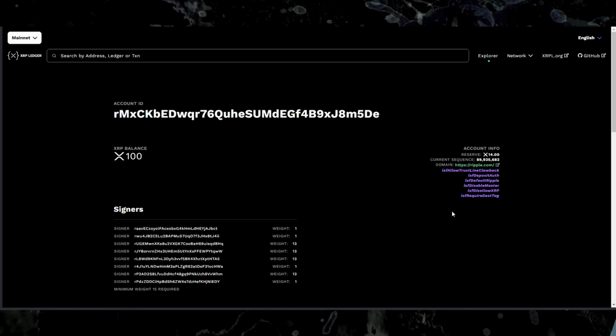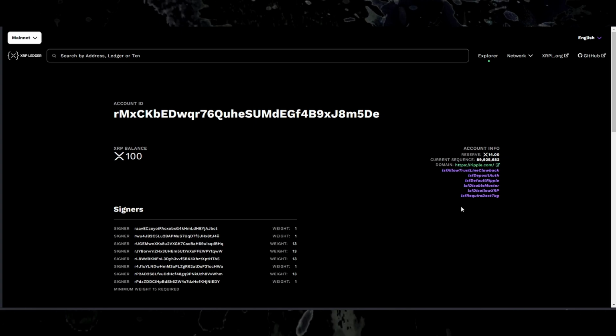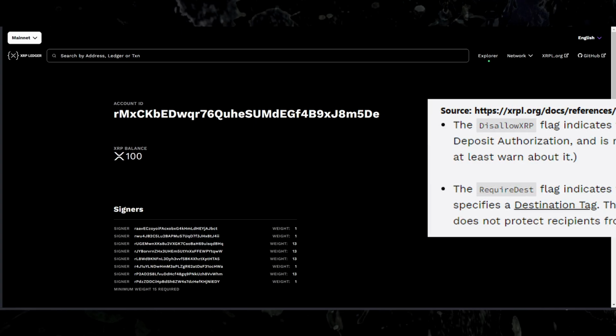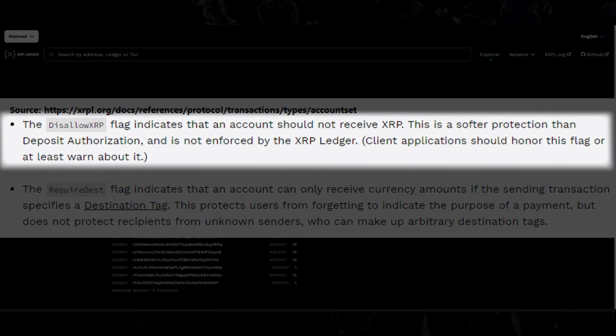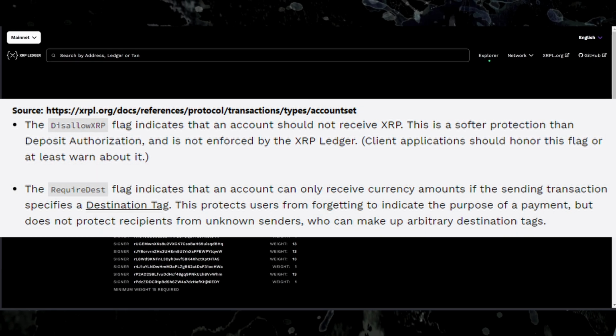Without them, no one would be able to send any packages to you. And trust me, you want these packages. There's also disallow XRP. That's something which signals the sender that the issuing account doesn't want to receive any XRP.